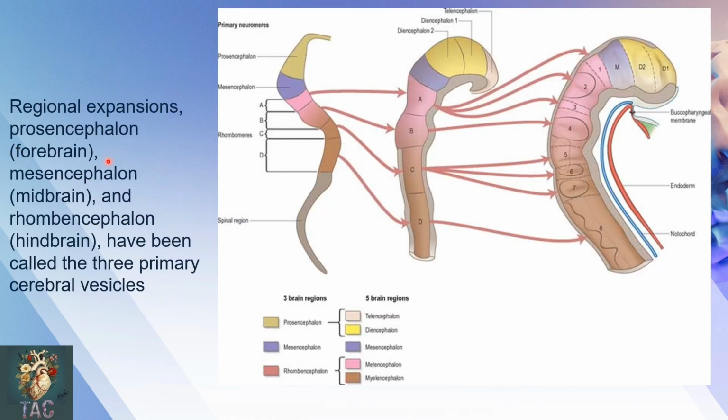So regional expansion: this is the area of the prosencephalon, this is the area of the mesencephalon, and this whole is the area of the hindbrain or the rhombencephalon, and below is the spinal cord. These different colors show the developmentally different areas. This is the prosencephalon forming the telencephalon over here, and these two areas are diencephalon 1 and 2. This is the mesencephalon, and these areas are the rhombencephalon, and here is the spinal cord.